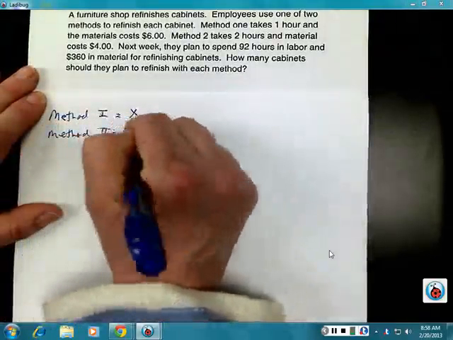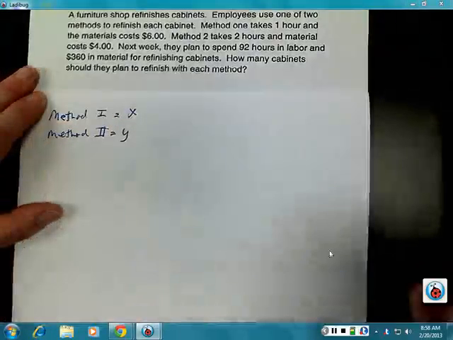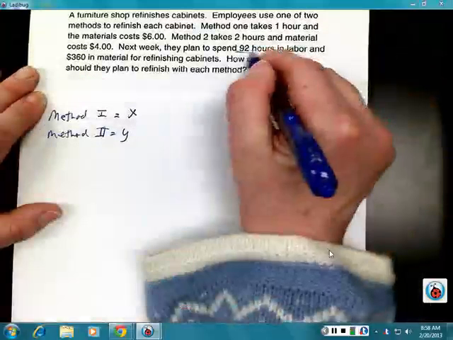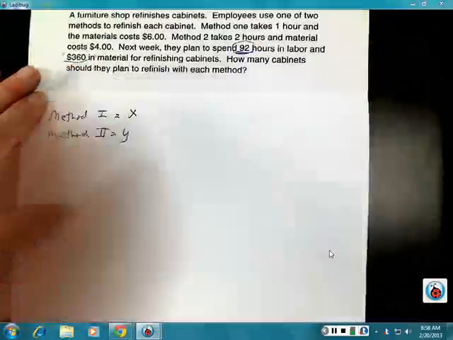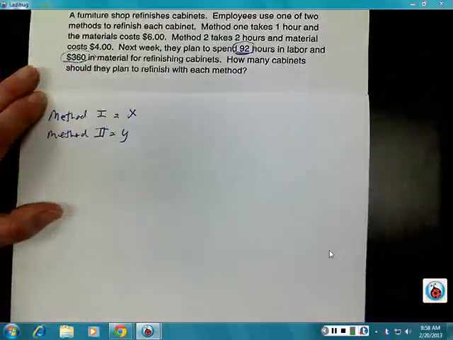And we're going to label that one Y. So I've got two pieces of information here. I know that's going to take me 92 hours to do stuff, and it's going to cost me $360. So that's where the break is with these.